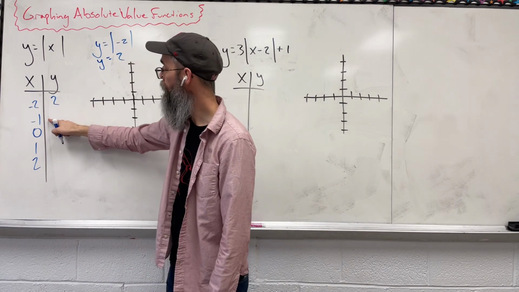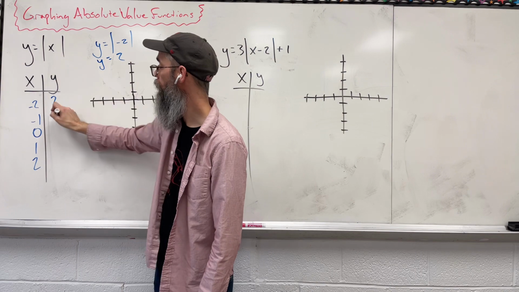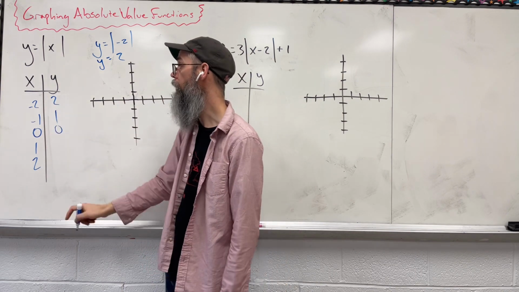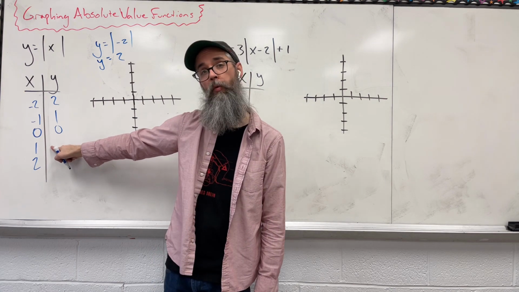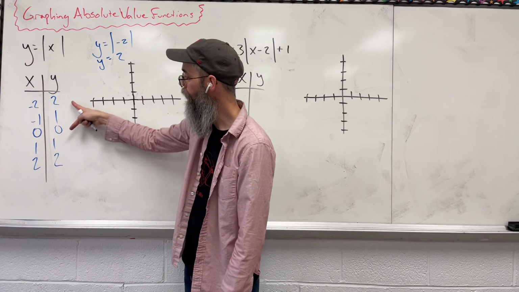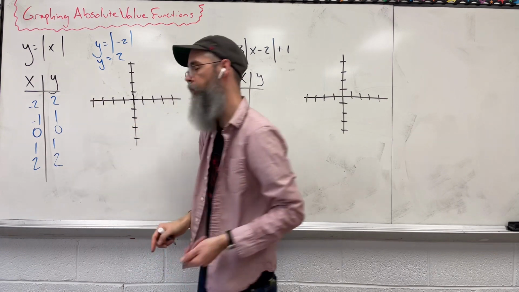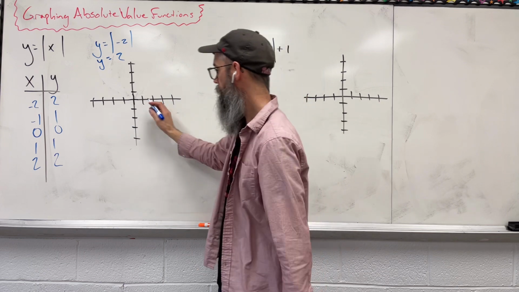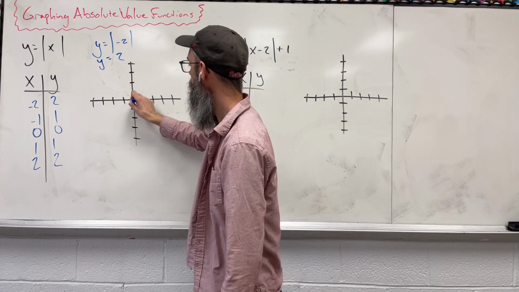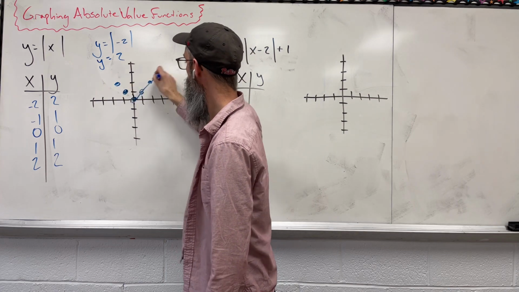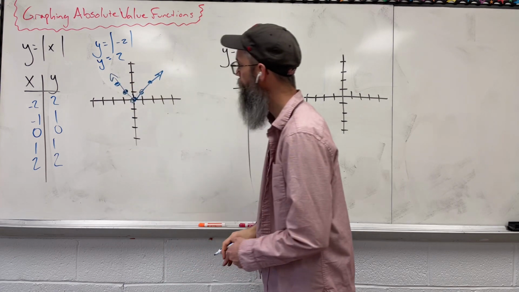How far away from 0 is -1? Distance of 1. How far away from 0 is 0? 0. How far away from 0 is the number 1? 1, and then 2. We want to make sure our answers, our y's, start to repeat themselves as we go out. That's going to give us the graph, the shape that we want. And that shape is that V.